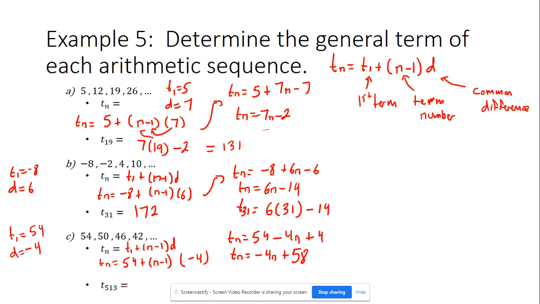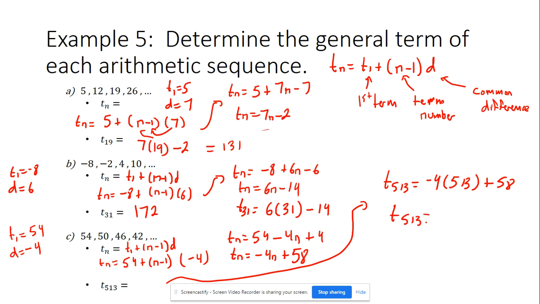Okay, term 513. Just going to put an arrow and do this over here. Term 513 equals negative 4 times 513 plus 58. Calculator time for this: negative 4 times 513 plus 58 equals negative 1,994. Perfect. So this is how the general term works for arithmetic sequences.